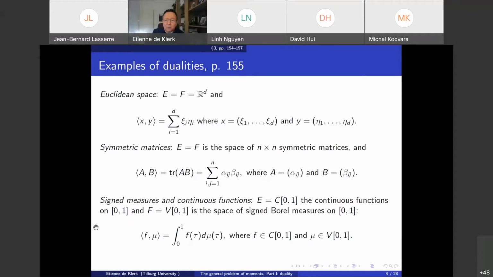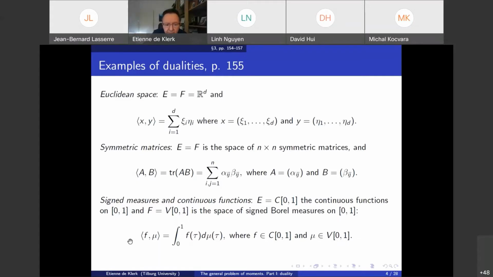And then important for us, if we're going to study the general problem of moments, is this less trivial example, or less simple example, where the spaces E and F are actually different spaces. Basically we have one space of continuous functions, and we're going to keep it simple in most of the lectures. Let's just fix the continuous functions on the interval 0, 1. So these are just univariate continuous functions on the interval 0, 1. And then we can also have a second space, which is the space of signed Borel measures on 0, 1.